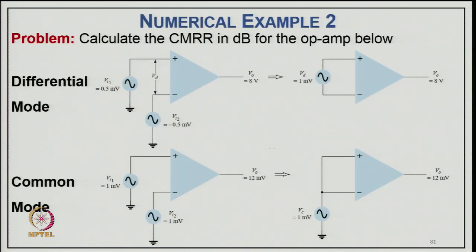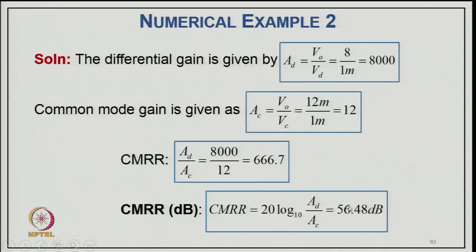Now coming to numerical example 2. The problem: calculate the CMRR in dB for the amplifier shown here, where we have a differential mode with 0.5 volt applied here and minus 0.5 volt, and the output here is 8. So we can say the input is 1 millivolt and the output is 8 volt, and the common mode will of course be the adding of both divided by 2. So 1 millivolt will be applied here, and then you get 12 millivolt.